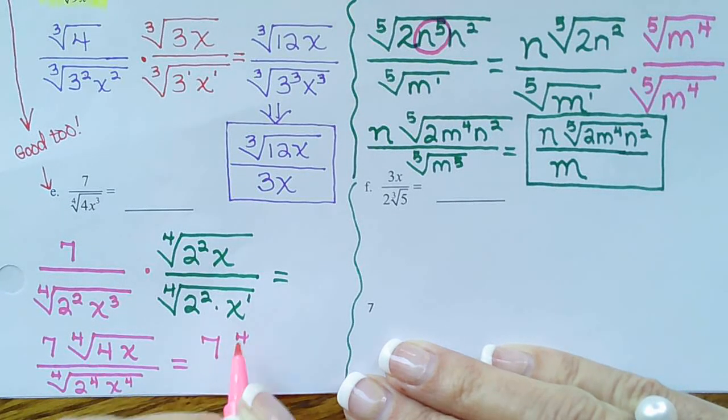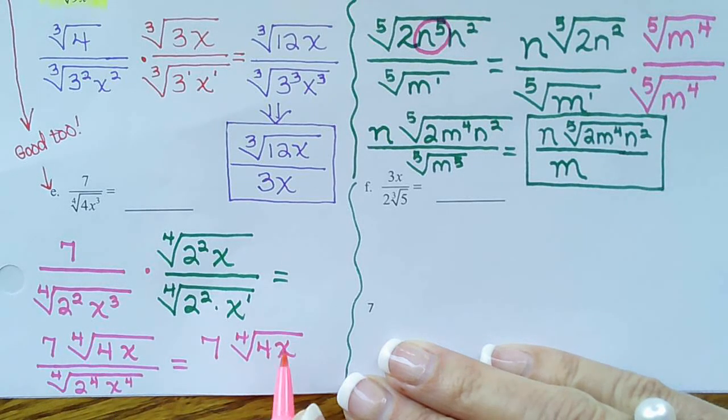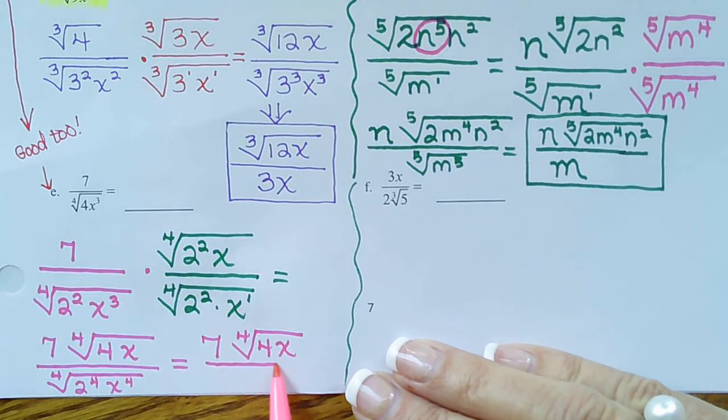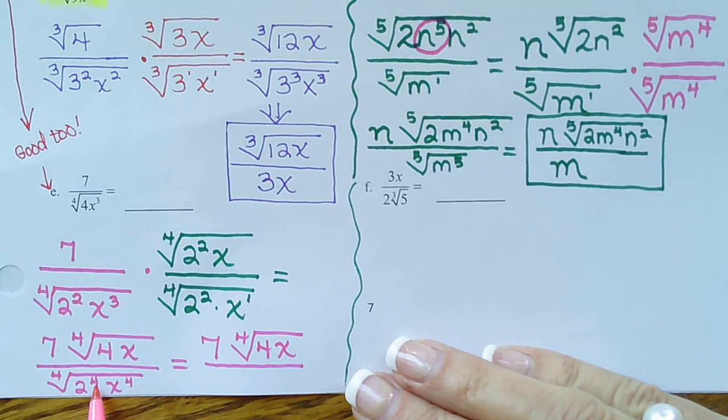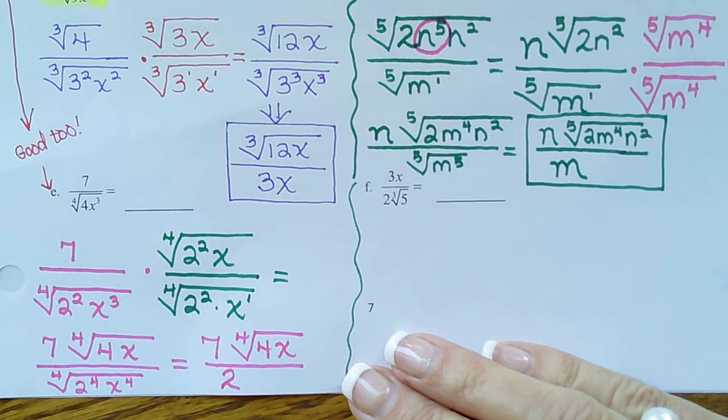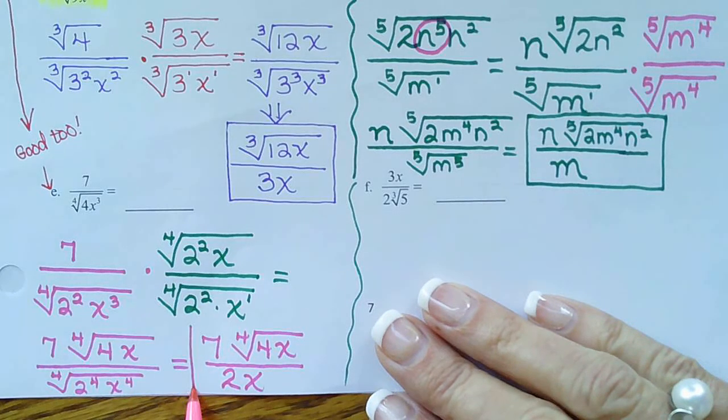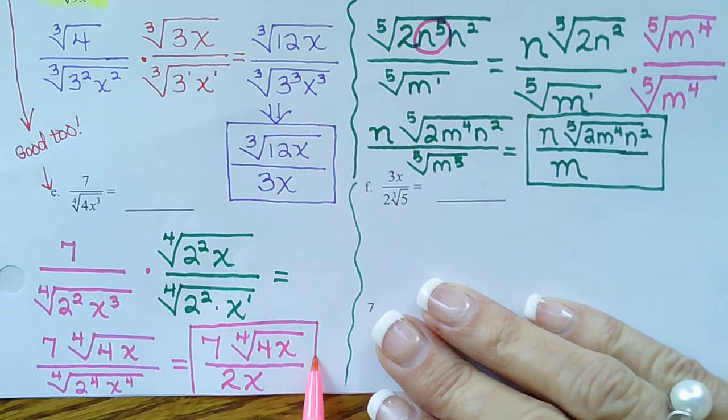And we already discussed the numerator can't be simplified because there's no groups of 4. But the denominator can, group of 4, group of 4. So 4 divided by 4 is 2 to the 1st on the outside. 4 divided by 4 is x to the 1st on the outside. Look for simplifying. No. Any radicals in the denominator? No. We are good.